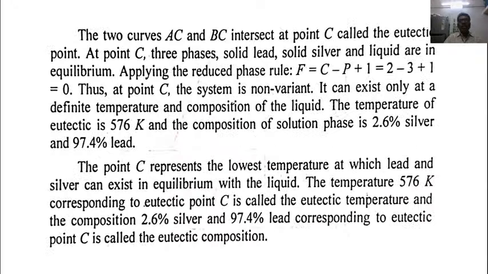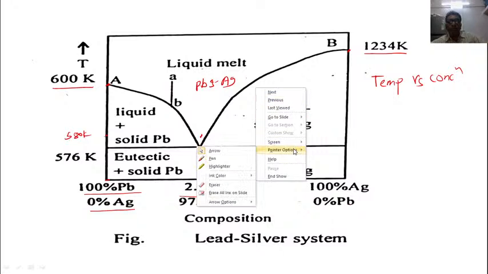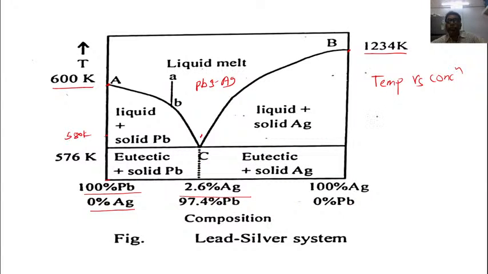Another explanation is about the two curves AC and BC. Along the curve BC, two phases are existing here, P equal to 2. We can apply the phase rule along this curve BC. Two phases are existing, so F is equal to 3 minus P, that is the condensed phase rule. Two phases are there, so F is equal to 3 minus 2. So the degree of freedom becomes equal to 1. You can see here that at this composition, there is only one temperature corresponding to it. F is equal to 1 here.